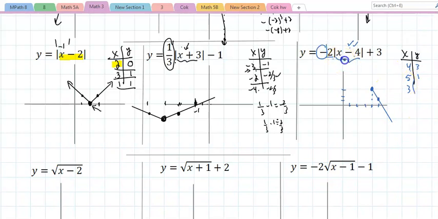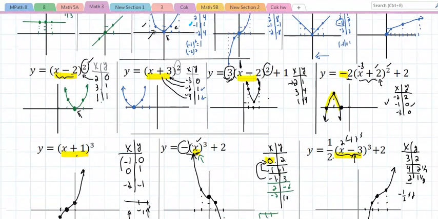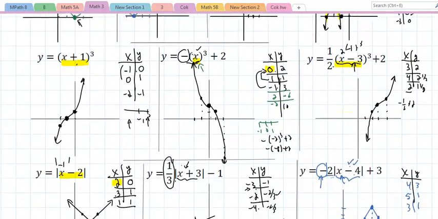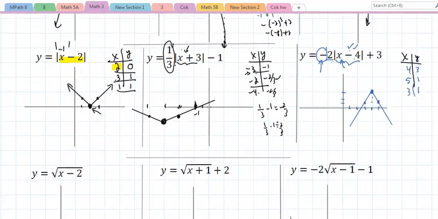What if I put a 3 there? 3 minus 4 is negative 1. Absolute value of negative 1 is 1 times negative 2. Negative 2 plus 3 is 1. And there it is. Yes, this is upside down. That's what a negative does. Hopefully you figured that out when you looked at this. Do you see when you multiplied by a negative that instead of the graph opening up, it opened down? Something I'm going to get in another lecture.